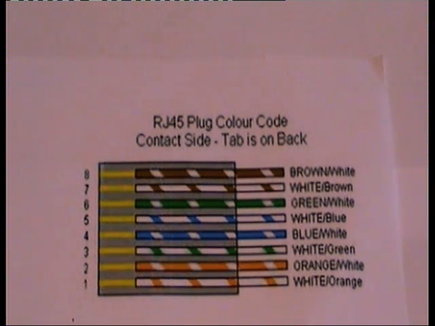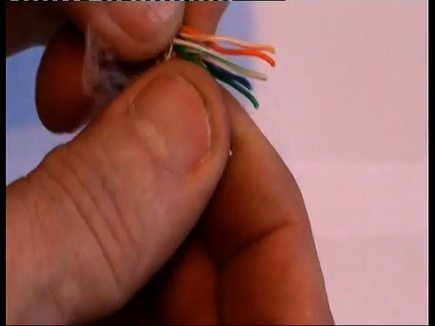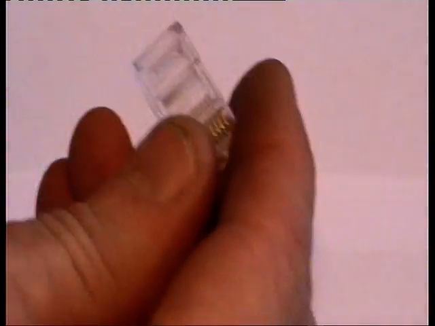And when you put your plug on the other end of the cable, try and replicate what you've done on this end. So once you've cut your cable, you need to untangle the strands of cable and straighten them out, because they've got to go inside the plug. So this is one I've done earlier.